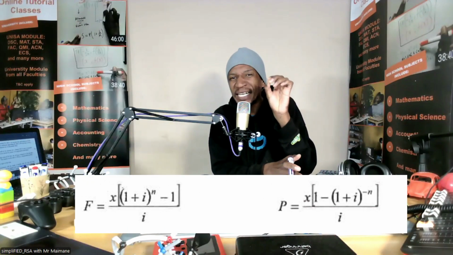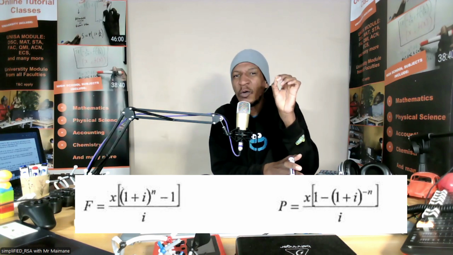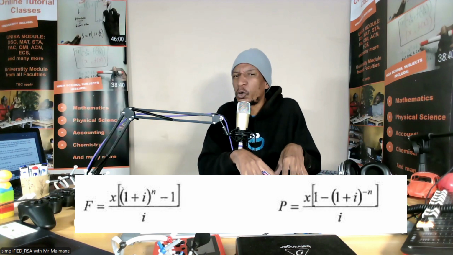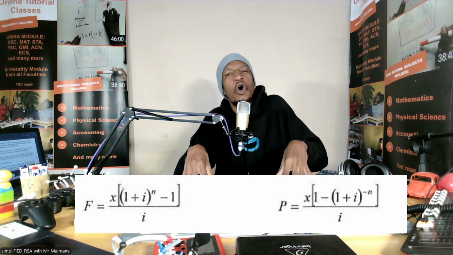But we need to be smart about something. We know that we have to calculate the loan repayment, which is X, in both our present value and future value of annuities equations. We have to get the value of X. But we also have to ask ourselves, are we dealing with present value of annuity or future value of annuity?